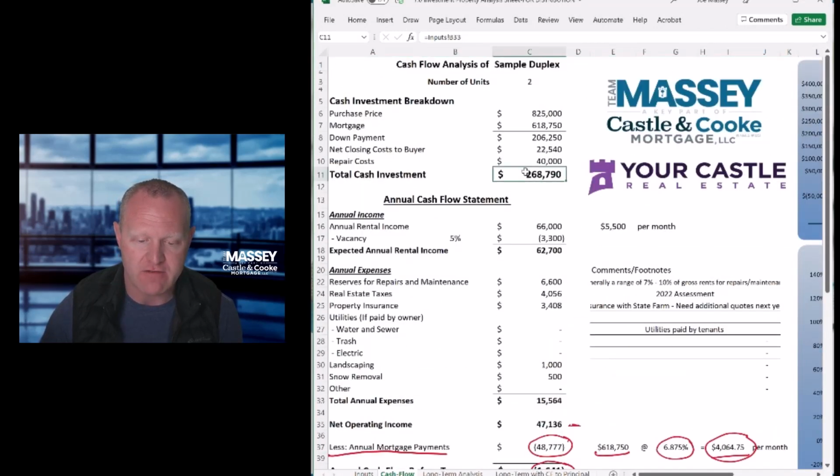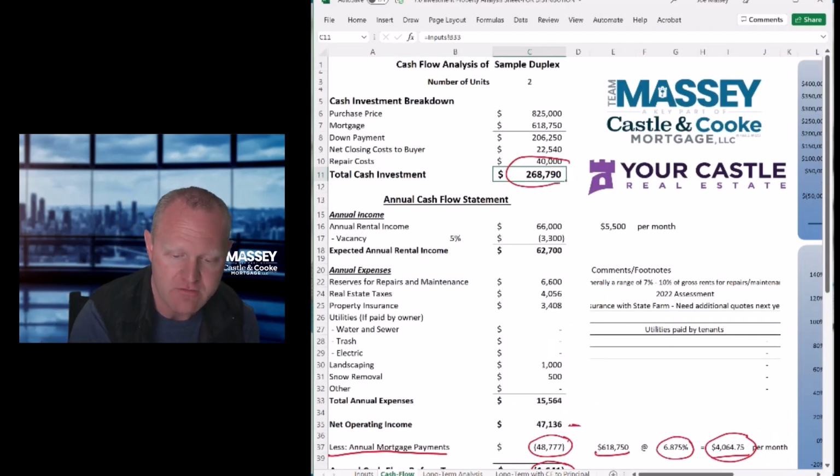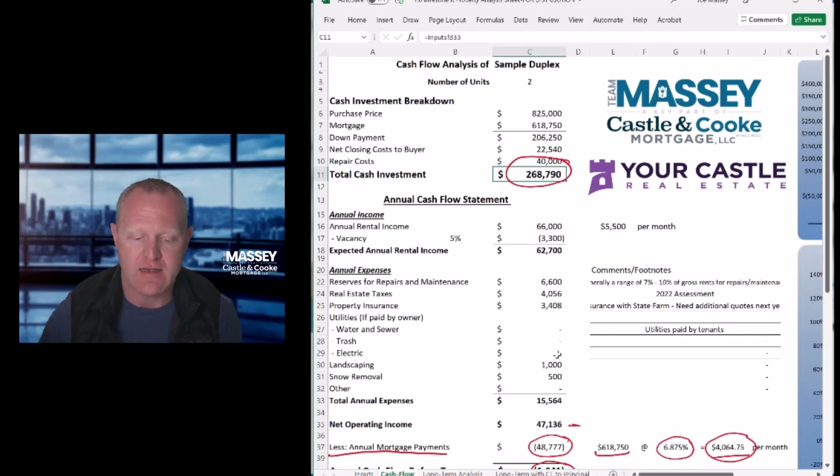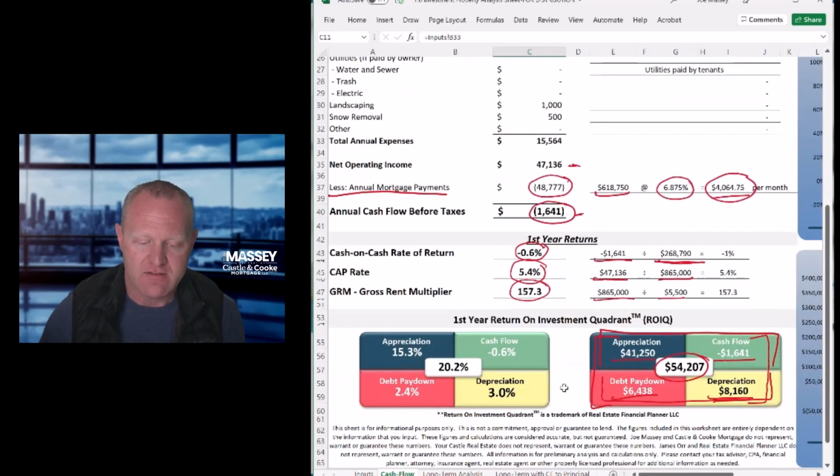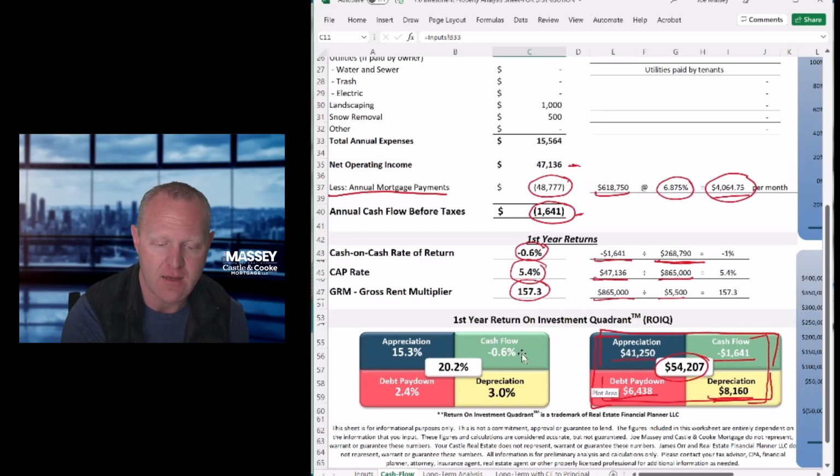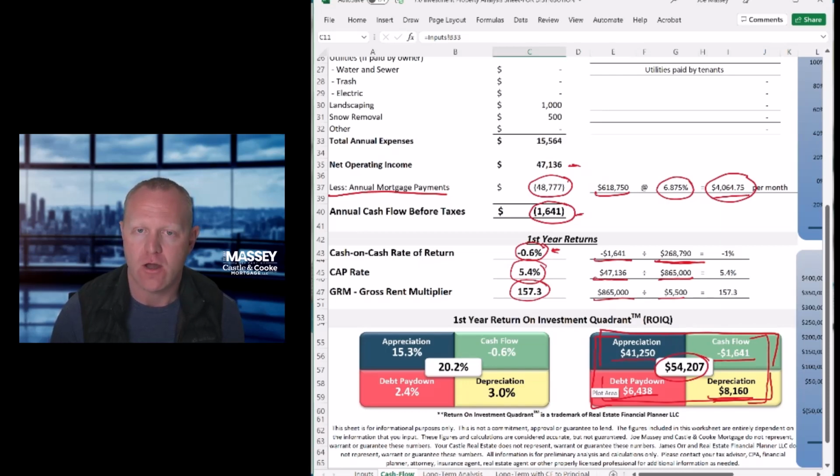Now, let's look at this on a percentage basis. Our total cash investment was this $268,790. So let's take all of these four quadrants and divide it into that initial cash investment. So our cash flow, this is a negative 0.6% cash flow. This is exactly the same as our cash on cash return. Our depreciation is a 3% return. Our debt reduction is a 2.4% return. And our appreciation is a 15% return on investment.